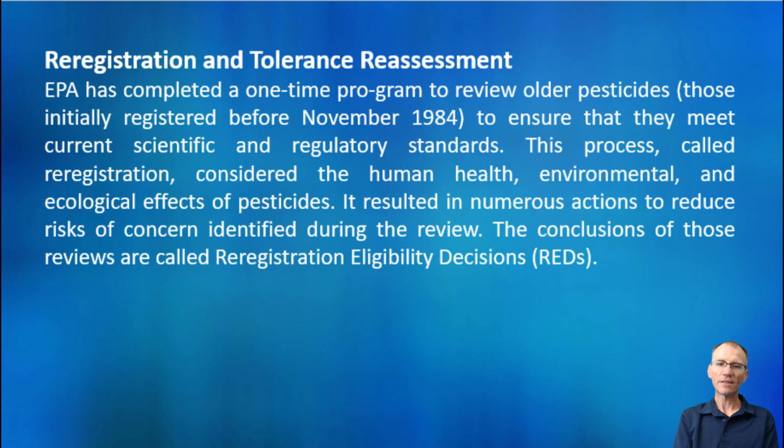Re-registration and tolerance reassessment. EPA has completed a one-time program to review older pesticides, those initially registered before November 1984, to ensure that they meet current scientific and regulatory standards. This process, called re-registration, considered the human health, environmental, and ecological effects of pesticides. It resulted in numerous actions to reduce risk of concern identified during the review. The conclusions of those reviews are called re-registration eligibility decisions, REDs.